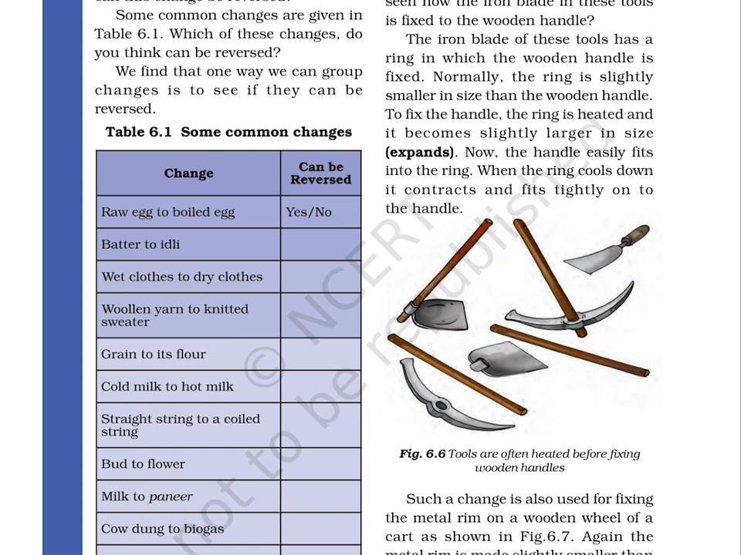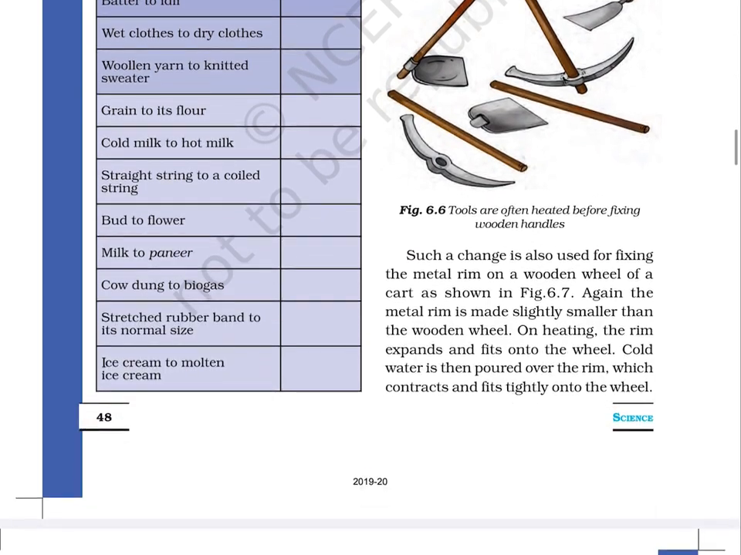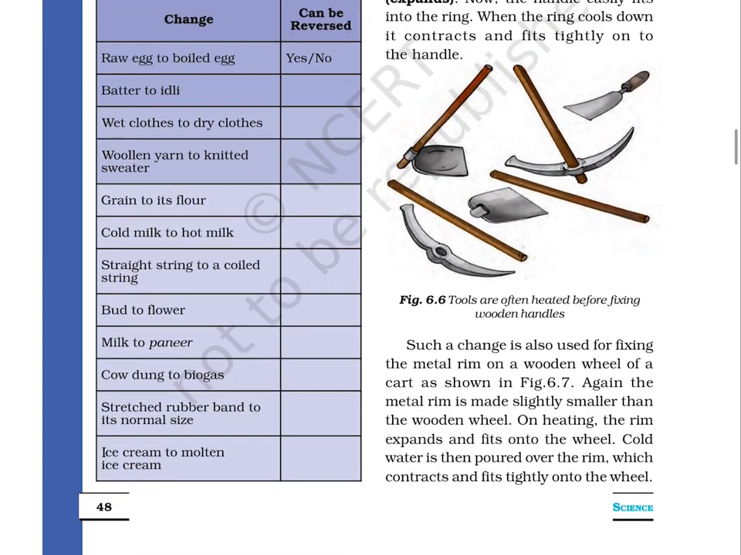Actually, it expands. Now, the handle easily fits into the ring. When the ring cools down, it contracts and fits tightly onto the handle. Figure 6.6 shows tools are often heated before fixing wooden handles.